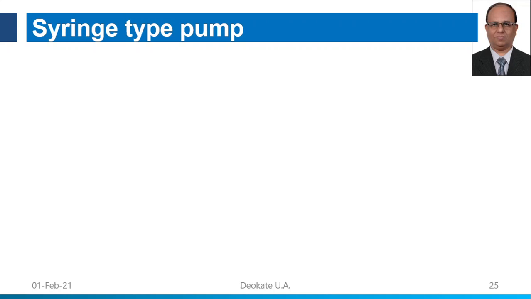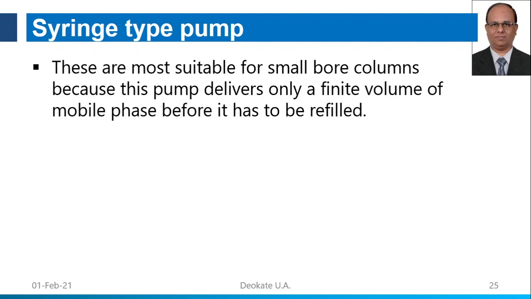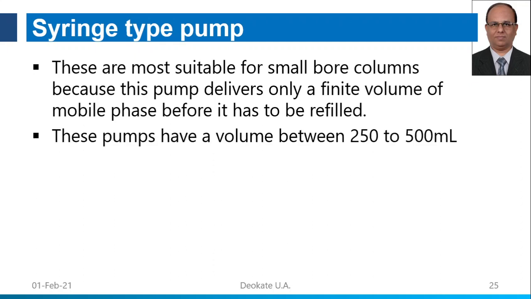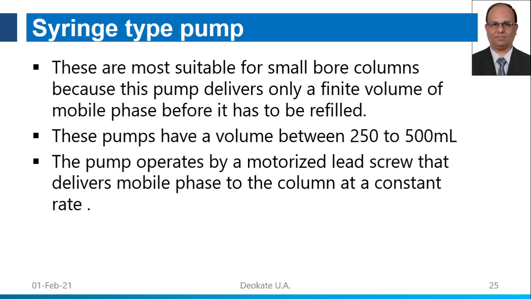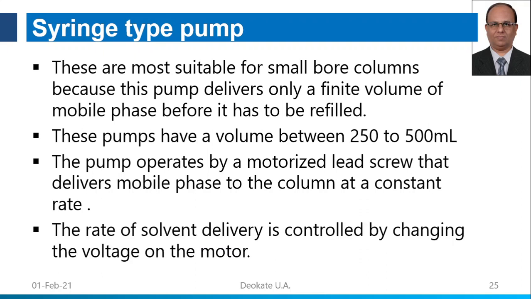The second are the syringe type pumps. These are most suitable for small bore columns because these pumps deliver only a finite volume of mobile phase before it has to be refilled. This pump has a volume between 250 to 500 microliters. The pump operates by a motorized lead screw that delivers mobile phase to the column at a constant rate. The rate of solvent delivery is controlled by changing voltages on the motor.